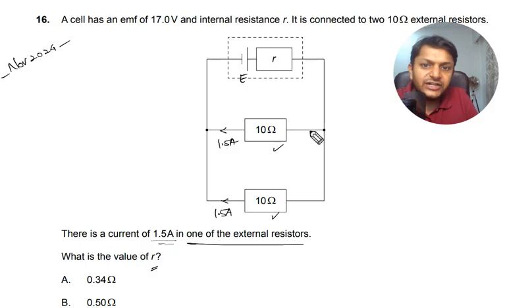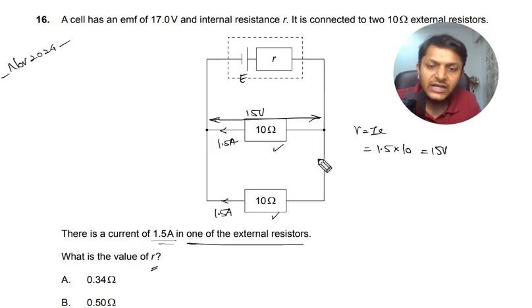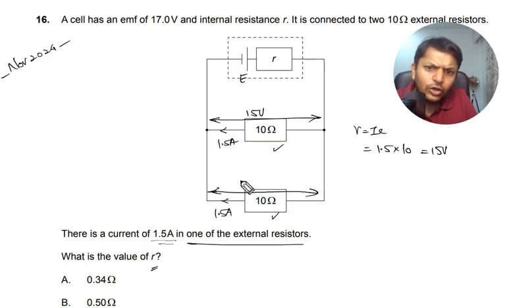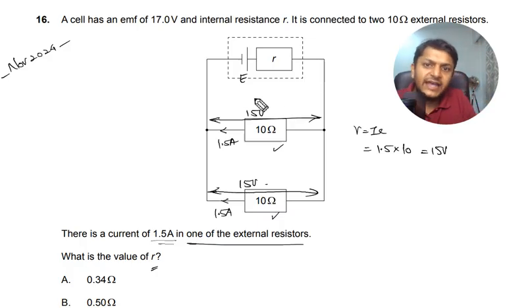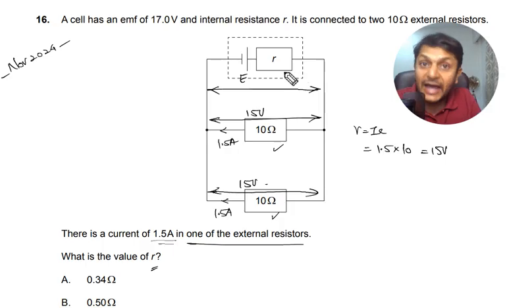So what is the potential difference here? V is equal to IR. The current is 1.5 and the resistance is 10, so it becomes 15 volt. It means the voltage across this is 15 volt. Similarly, the voltage across this is also 15 volt. And by the way, all these three things are in parallel with each other, so we can jump to the conclusion that the potential difference across the battery will also be 15 volt. Now, how is the terminal potential difference defined?